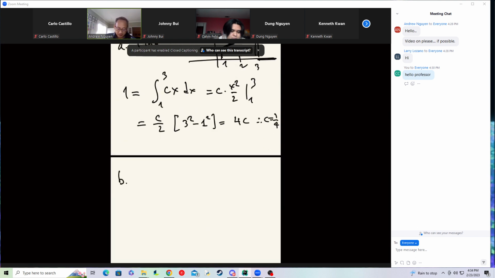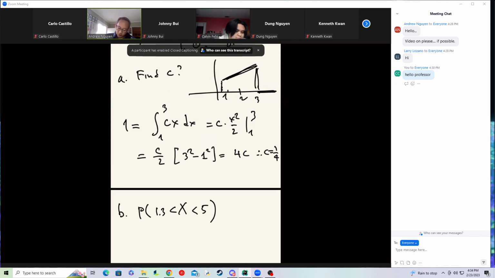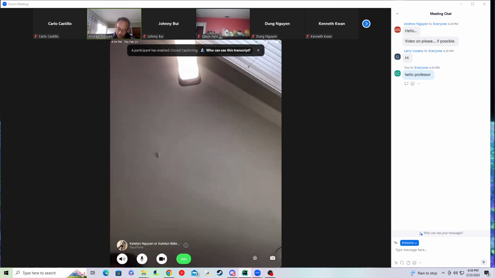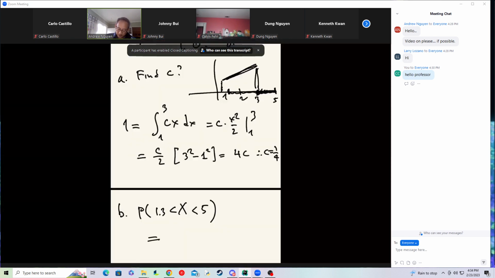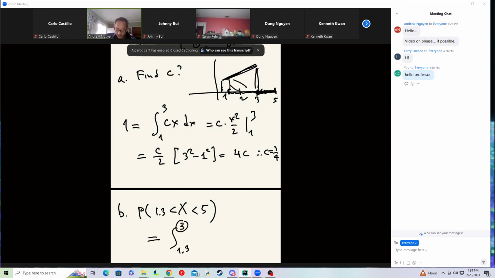For part B, I need to find the probability that x is between 1.3 and 5. Probability is area. From 3 to 5, there's no area because the density is 0. So this is the same thing as saying that I'm integrating from 1.3 to 3, but only up to 3, because I only have area there. From 3 to 5, there's no area.